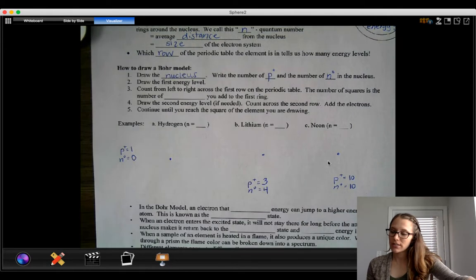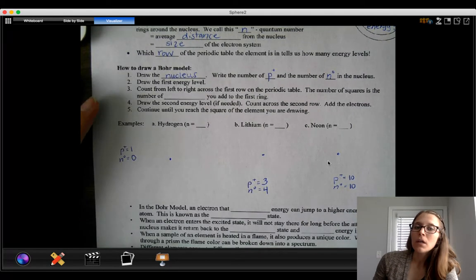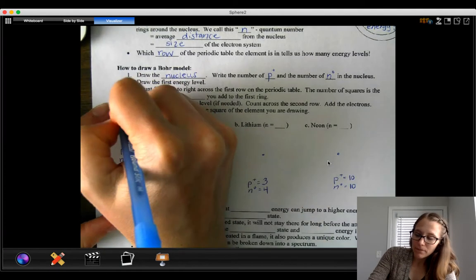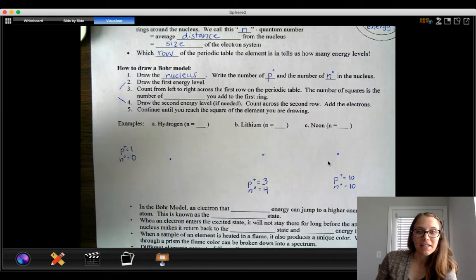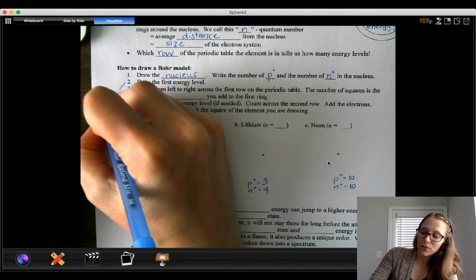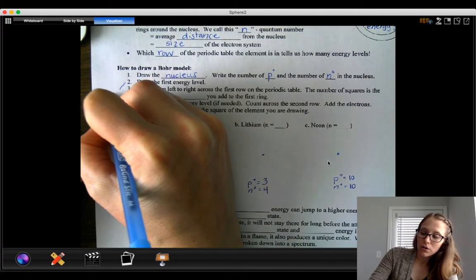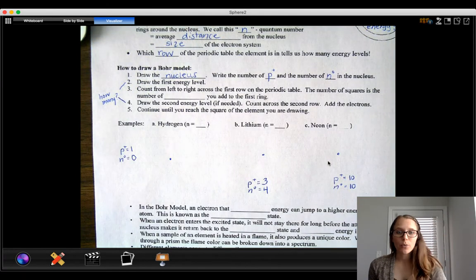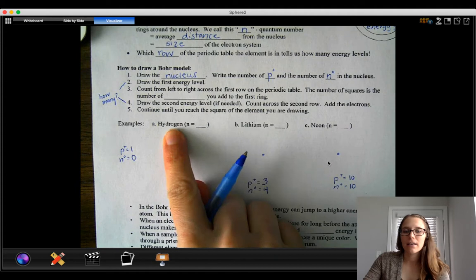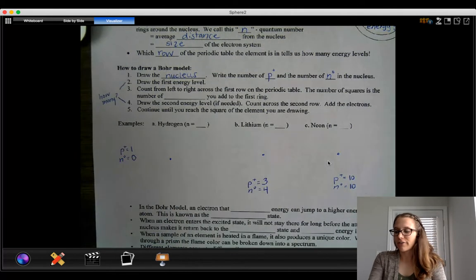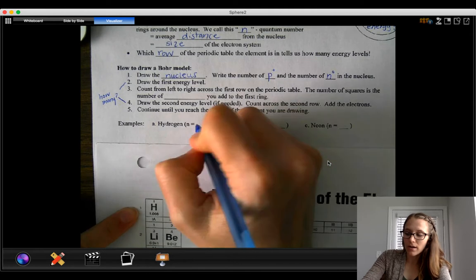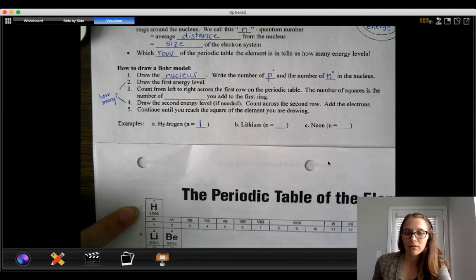Okay, so that's our first step for our Bohr model. The next step says draw the first energy level. I'm actually going to kind of figure out step 2 and step 4 at the same time. How many energy levels do I need? So I'm just going to figure out how many energy levels I need by looking at which row of the periodic table the element is in. So hydrogen is the very first element. It's in row number 1, so it's going to have 1 energy level or 1 ring.